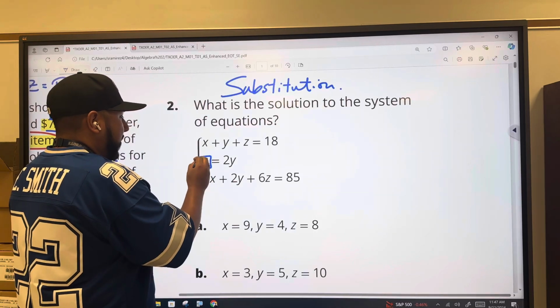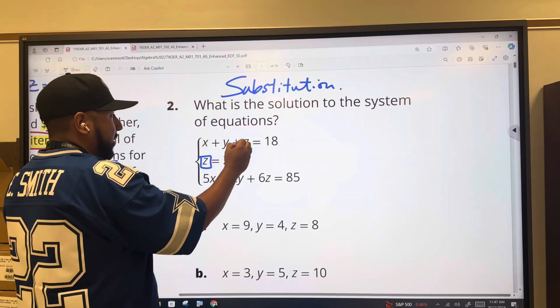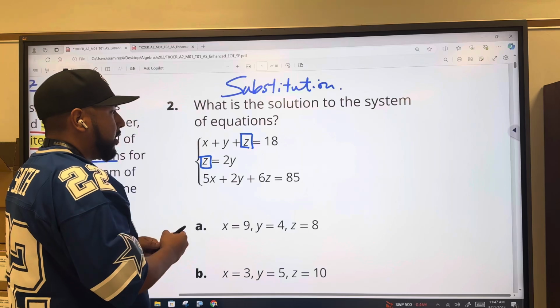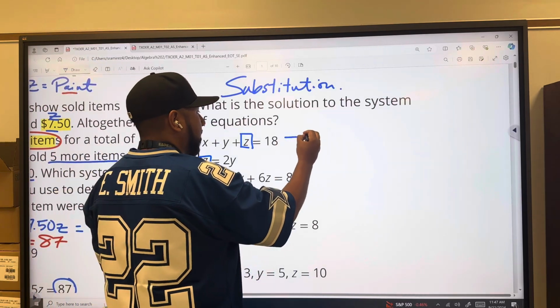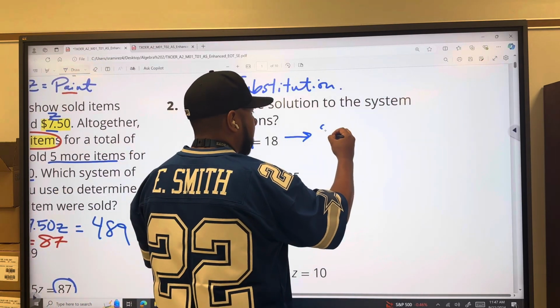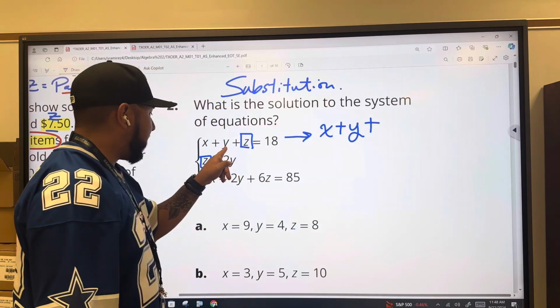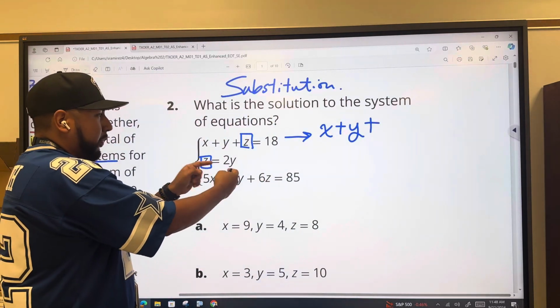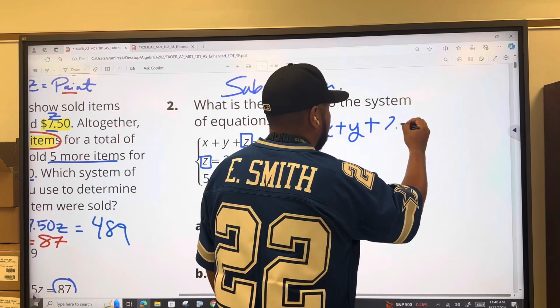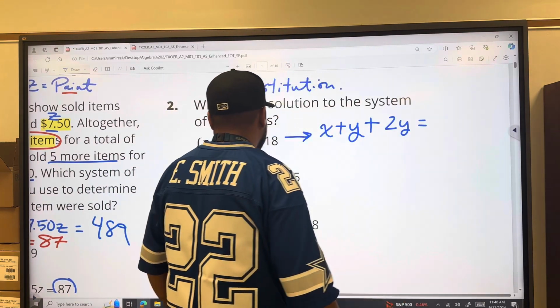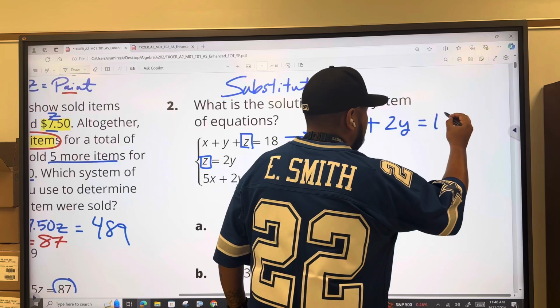I see this Z by itself that automatically tells me, hey, I could put it right here. So let's rewrite this equation. I've got X plus Y plus, I don't want the Z, I can replace the Z with 2Y, equals 18.